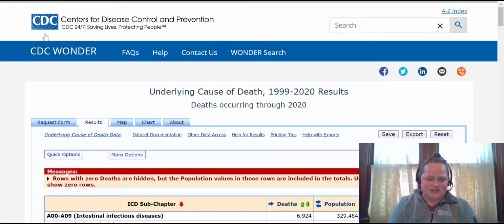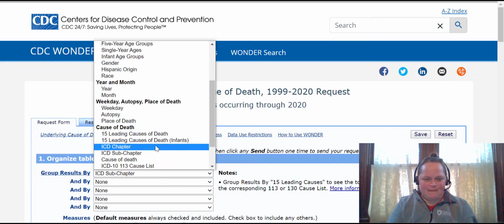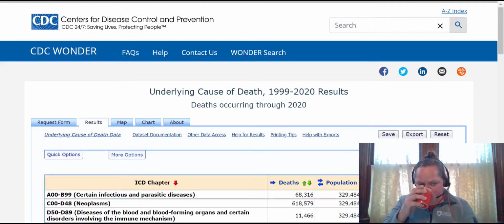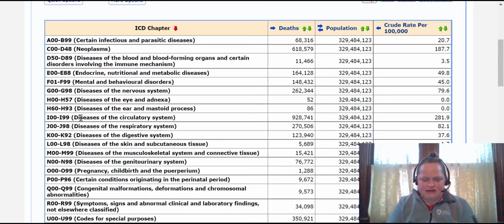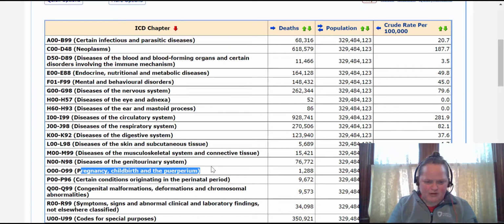Okay, so that's subchapter. So let's do chapter. Go back to the request form. We'll do chapter. Do send. And now for chapter, we get very, very large groupings. So diseases of the circulatory system, neoplasm, so all the cancers together, pregnancy, childbirth, and the puerperium. Okay. Diseases. Yeah, so you get various groupings.